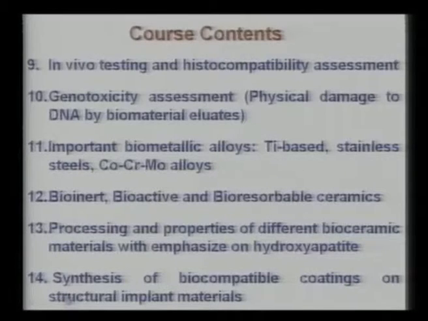Then coming to the materials part, one of my colleagues, Dr. Balani, will be dealing with some important biometallic alloys like titanium based alloys, stainless steels, cobalt chrome moly alloys. Mostly these are used as load bearing implant materials. I'll be dealing with some part of the bioactive ceramics like hydroxyapatite based materials, and bioresorbable ceramics like tricalcium phosphate and so on. There will be a lot of emphasis on the processing of hydroxyapatite based materials, because these are widely researched in different research labs around the world.